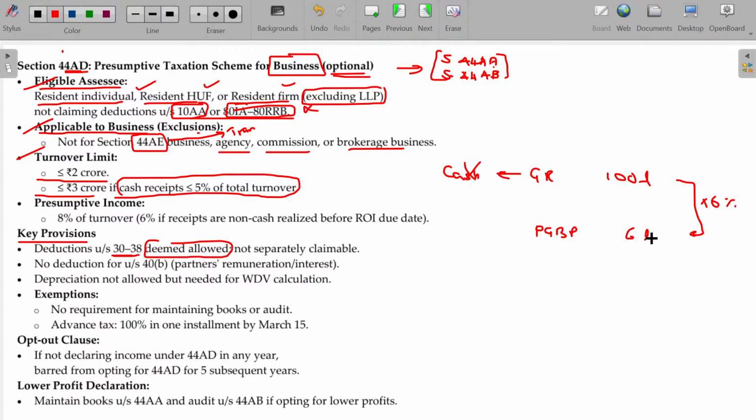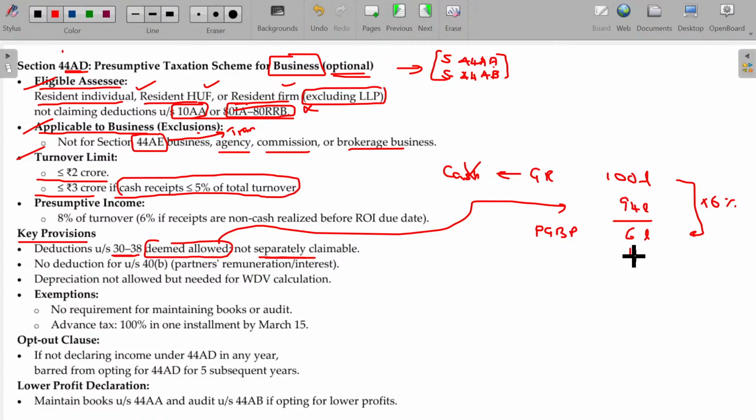6% being only 6 lakhs. Can I claim the deduction under section 30 to 38? Sir, no, sir. The 94 lakhs already deducted is assumed to be these sections' deductions. You cannot claim further. Not separately claimable. If you show only 6% as your income, the remaining 94% is assumed to be the other incomes, other expenses. You no need to further claim.